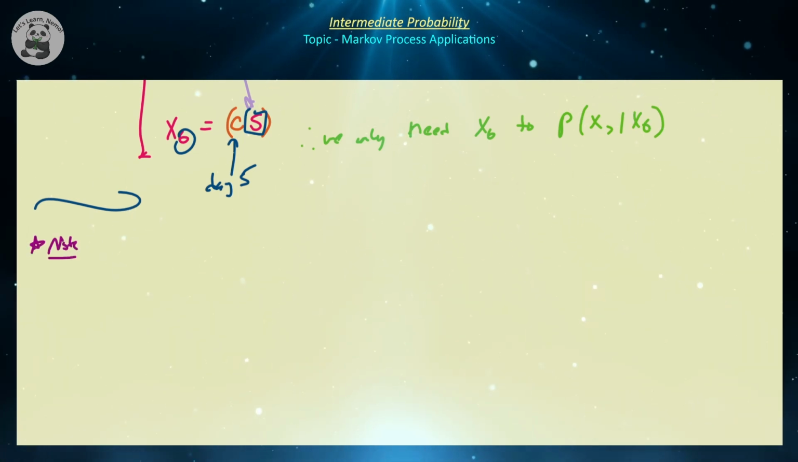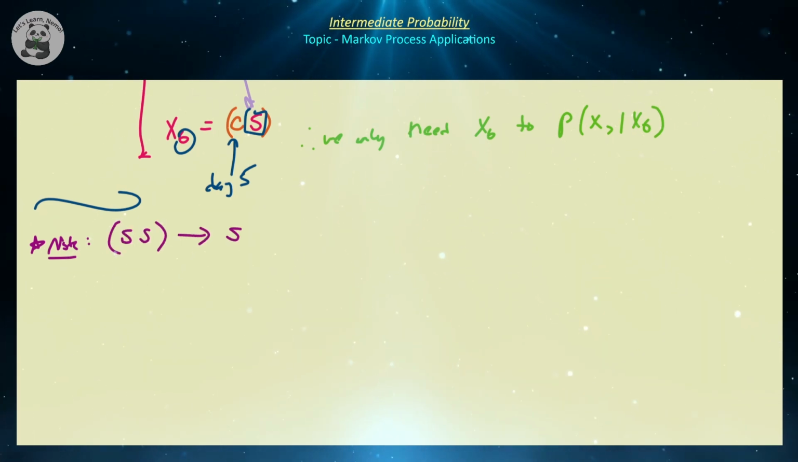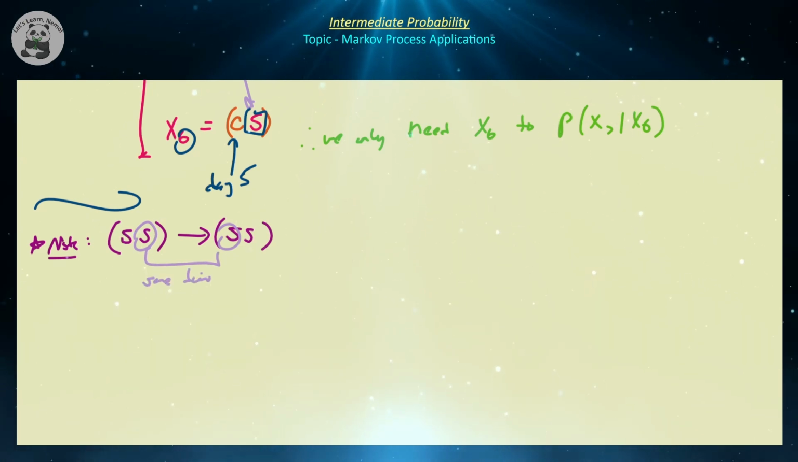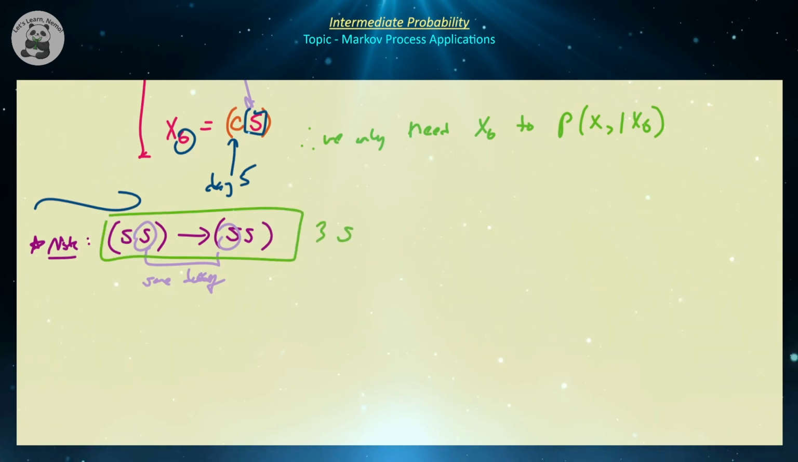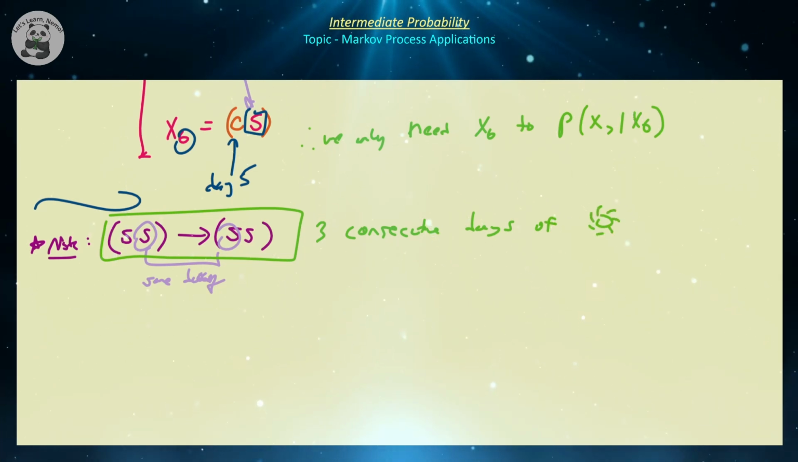All right, so let's take a closer look at what we have here. A couple notes before we start building. If we transition from SS into SS again, for example, these correspond to the same day, always. So when I write this particular notation, this is three consecutive days of sunshine.